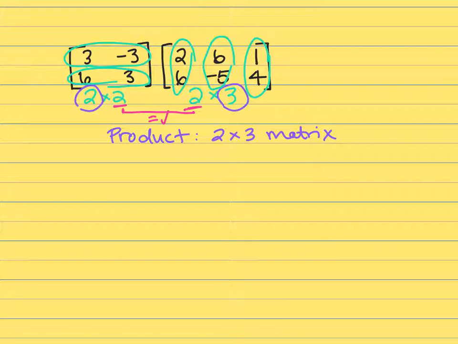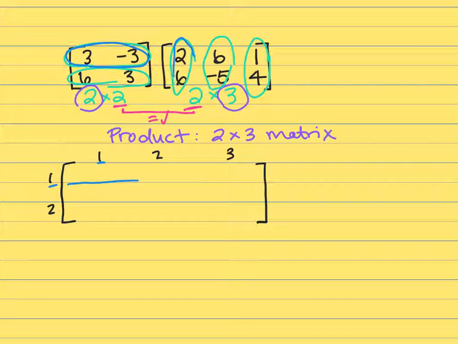So if we set up what our product will be, I'm going to set up a big matrix here. We're going to have 2 rows, and then I'm going to leave a lot of room for 3 columns. So I'm going to go ahead and number it out: 2 rows and 1, 2, 3 columns. To find out what goes in this first spot, I'm going to multiply the first row of the first matrix, so that's this top row, by the first column of the second matrix. You can use those numbers to help you out.